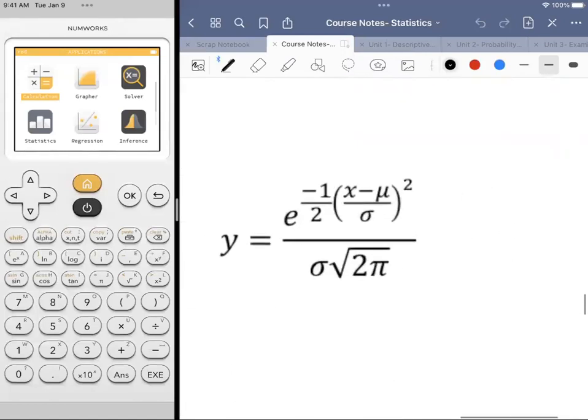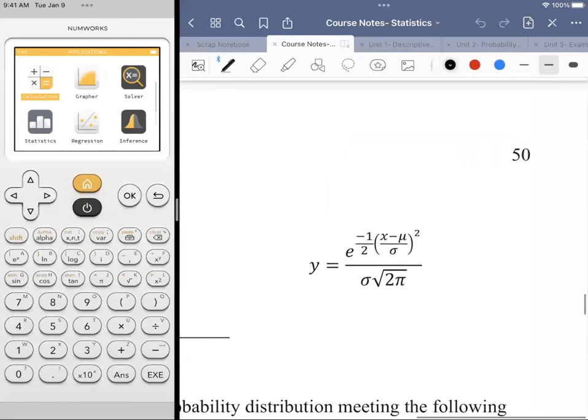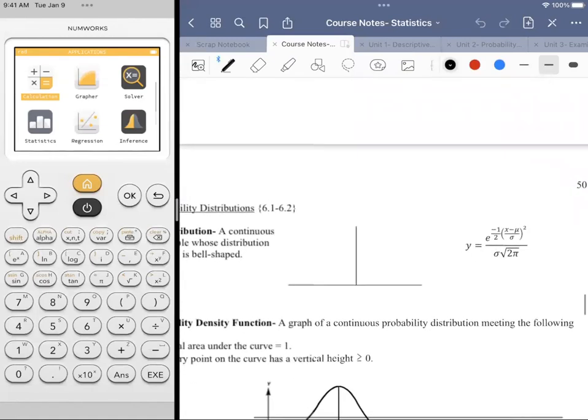You see this lovely looking formula here on page 50. That's pretty scary looking. It's fortunately something that's built into the calculator, not built in as in you'll ever have to use that formula, but built in the sense that the calculator knows that formula and can work around it. All right, so we'll get into that.